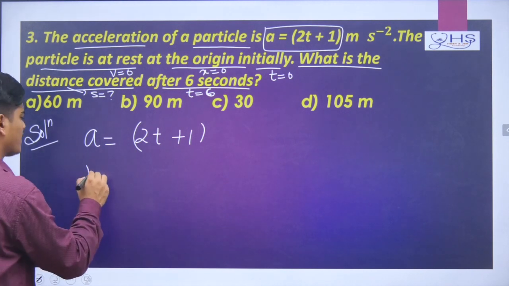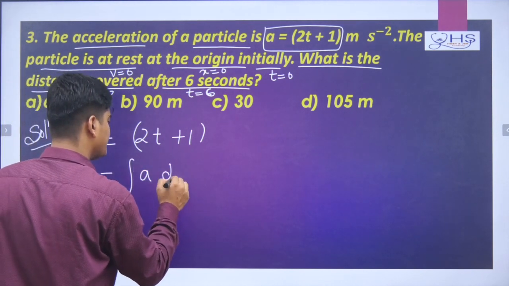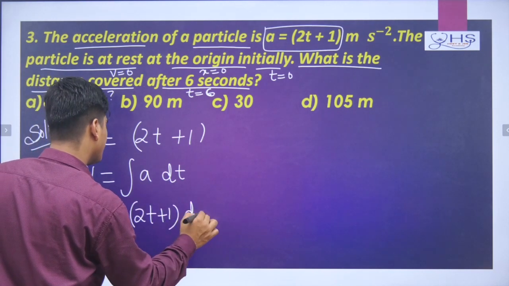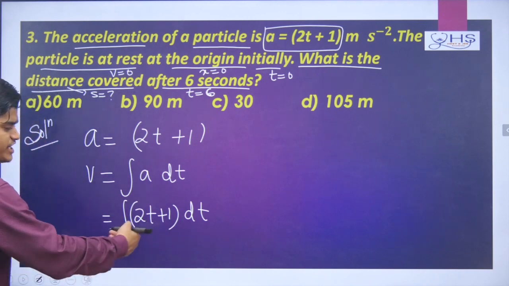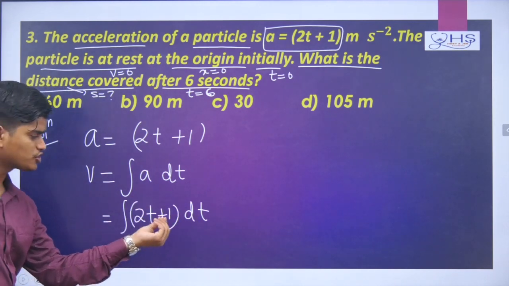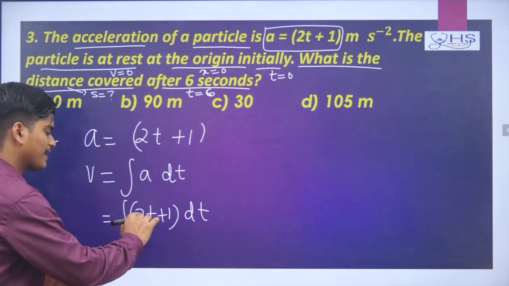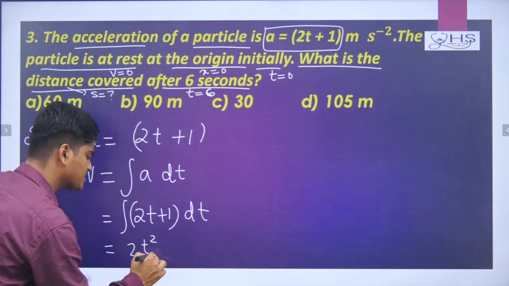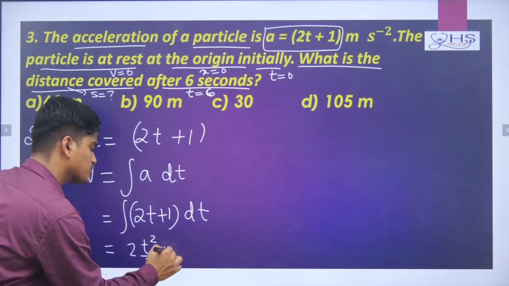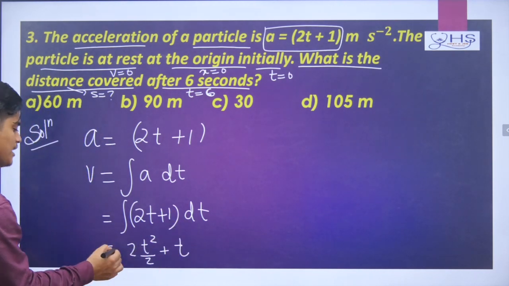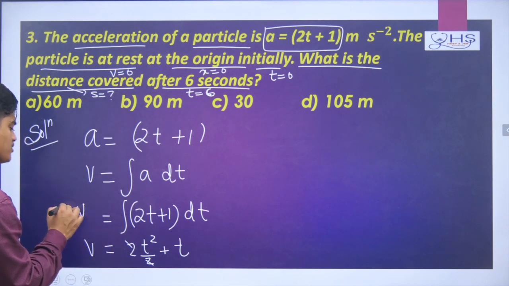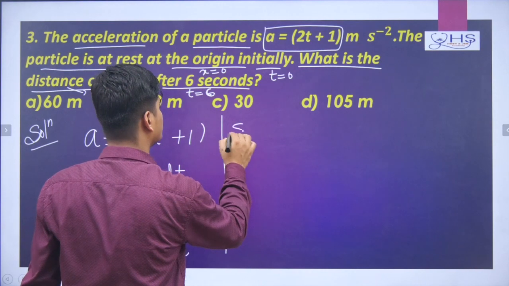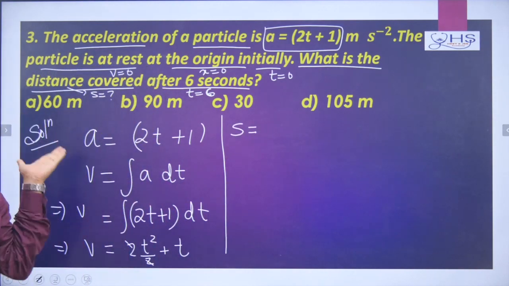Now if you want to find velocity, you have to do the integration of a dt. First find velocity: the integration of 2t plus 1 dt. You can separate the integration of 2t dt plus the integration of 1 dt, but I am directly writing. The integration of 2t dt is 2 into t square by 2, plus the integration of 1 dt is t. That means your 2 will get cancelled. Your velocity is t square plus t.